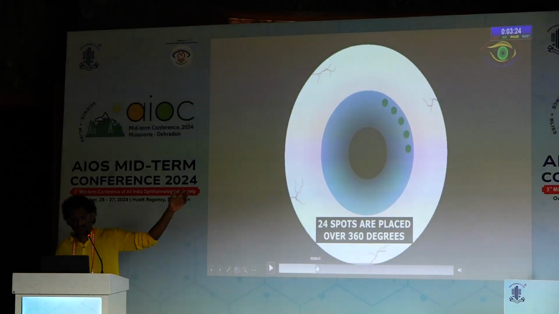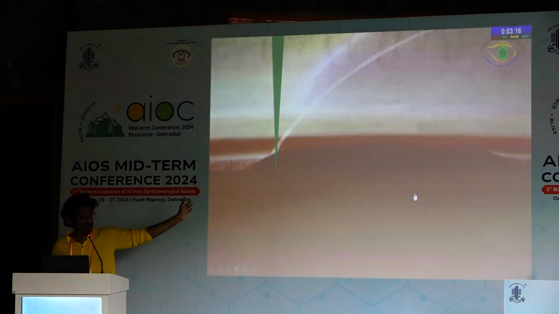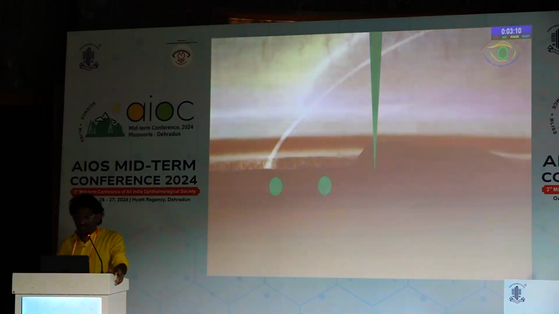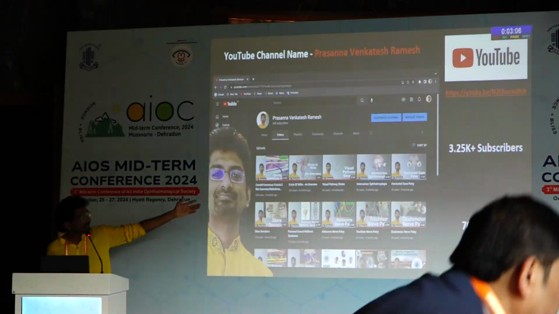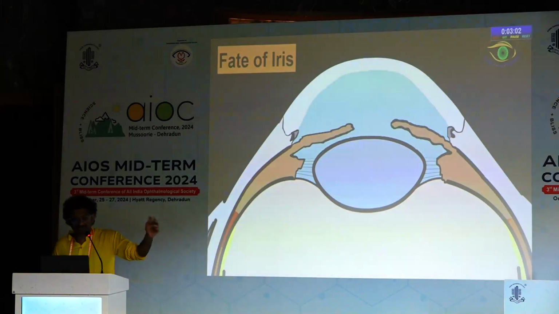All the animations shown here are made by me. You can see again 24 spots are placed in 360 degrees. Can we show another angle of ALPI? Yes, we can show the gonioscopy as well. See how the spot is given and how the iris actually retracts the appositional angle from the closed chambers. Again, these are all videos of mine in my YouTube channel, which goes in my name only. For the love of teaching, we have made many videos.